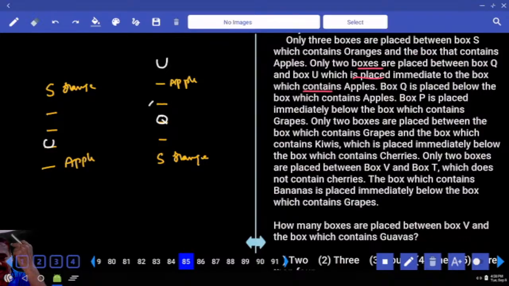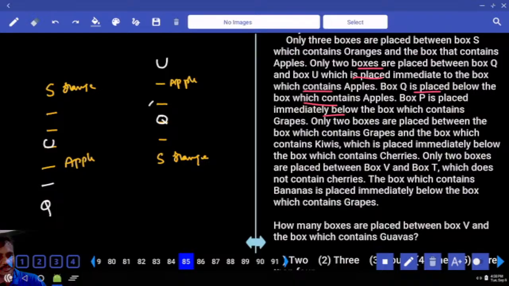ఇక్కడ ఏమవుతుంది చెప్పండి? Now 2 between U and Q, 1, 2, Q will be here. సరిపోయిందా లేదా? 1, 2, 3, 4, 5, 6, 7. Now here there are only 6. Then Q is placed below apple. Now Q is placed below apple, yes. In both the cases it is fine.